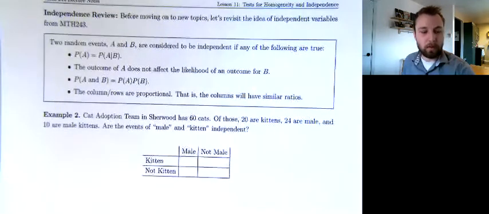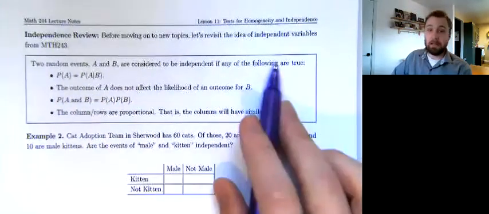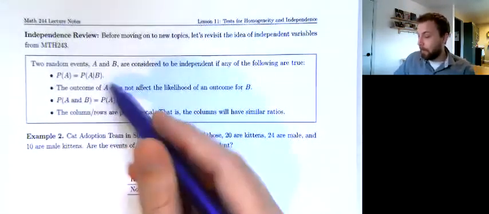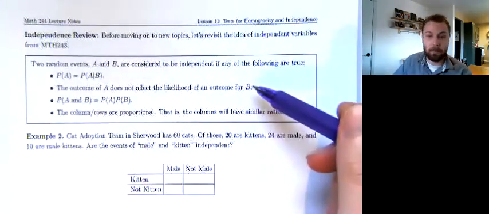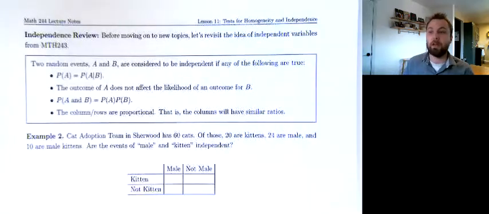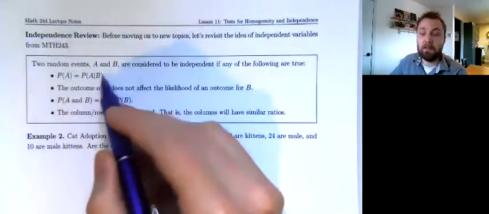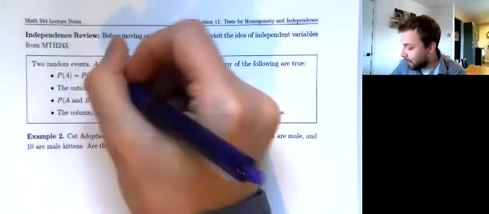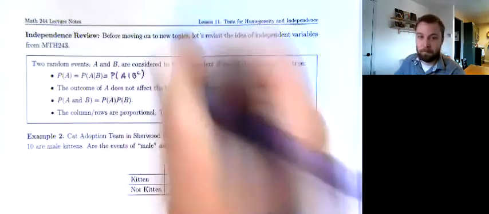So I'm reviewing the term of independence from a 243 course. And I say two random events, A and B, are considered to be independent if, this is the big one, if the outcome of event A does not affect the outcome of event B there. So if the two things do not affect each other, then I say they're independent. They're independent if the outcome of A does not depend on the outcome of B. So B can happen or not happen, the probability stays the same.